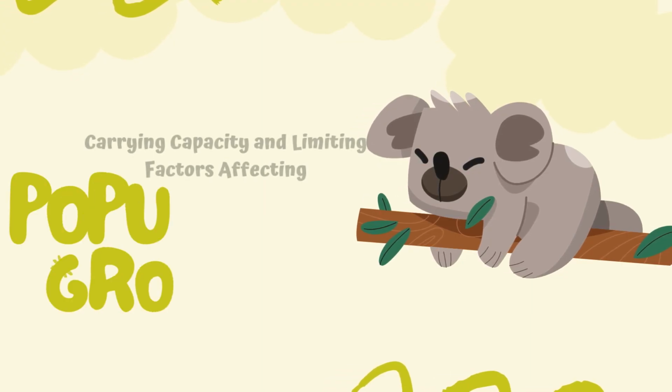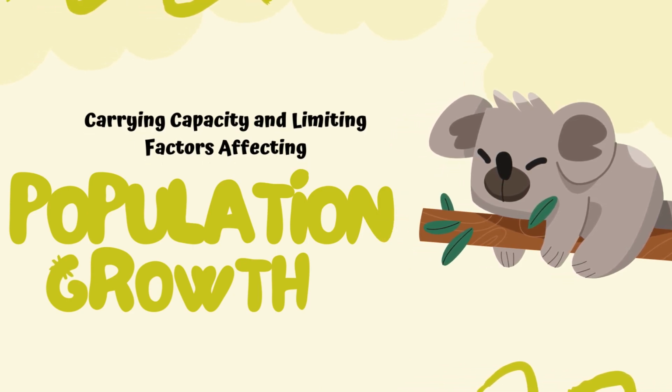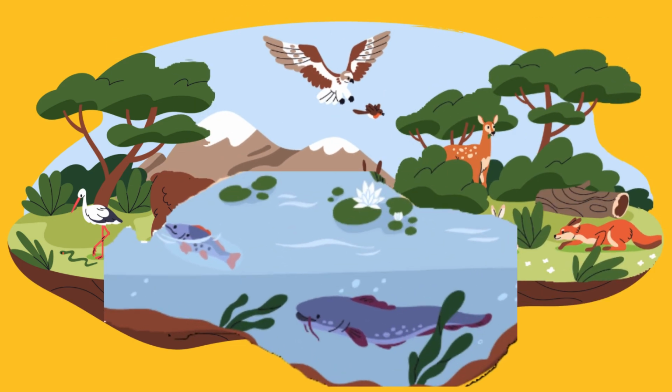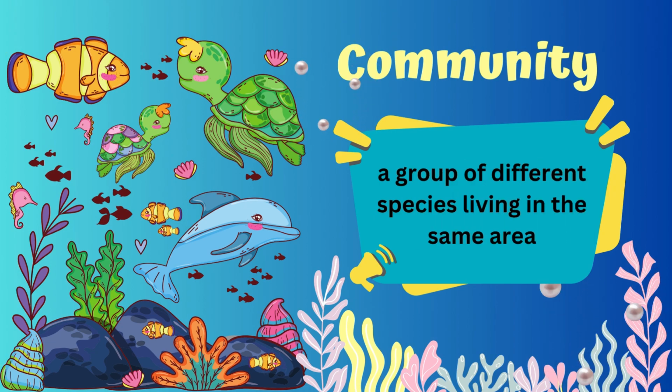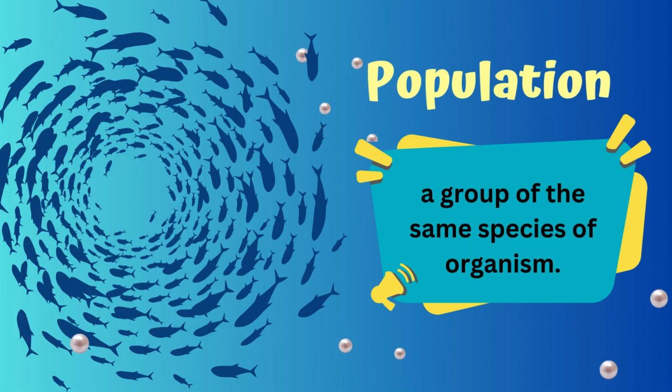For today's lesson, the discussion is all about population growth and its affecting factors. This is the biosphere, which consists of different ecosystems with interacting communities. A community is a group of different species living in the same area, and a group of species is a population. Here are some collective names of some populations.